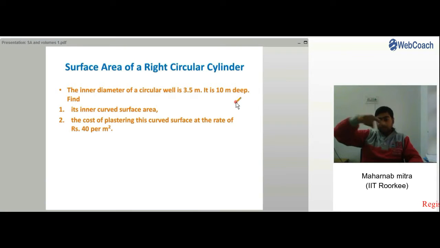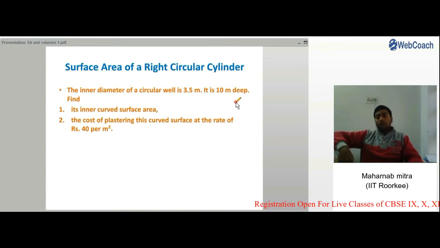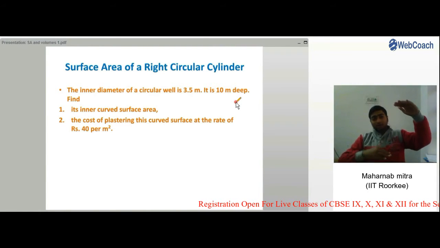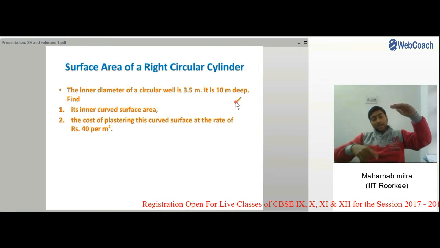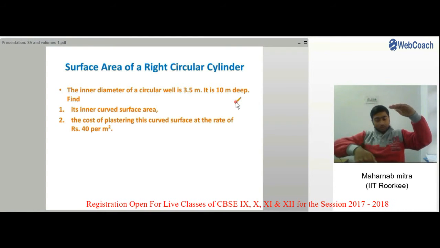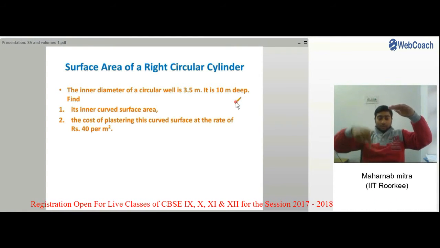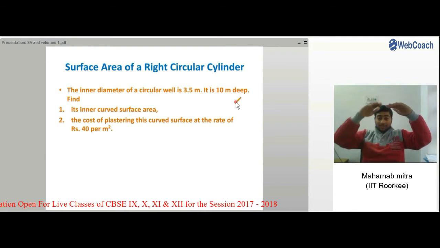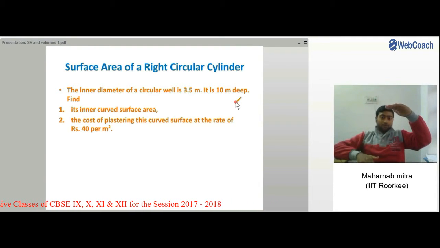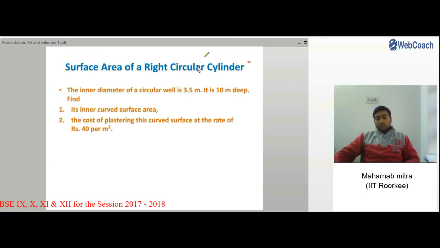Or we have a well which is 3.5 meters in radius. The radius of the well is 3.5 meters, and the depth, if we consider it as a cylinder, we can consider the depth as the height also, right? The depth will measure the same as the height of the well. So we know the radius and the height of the well, or the depth of the well.